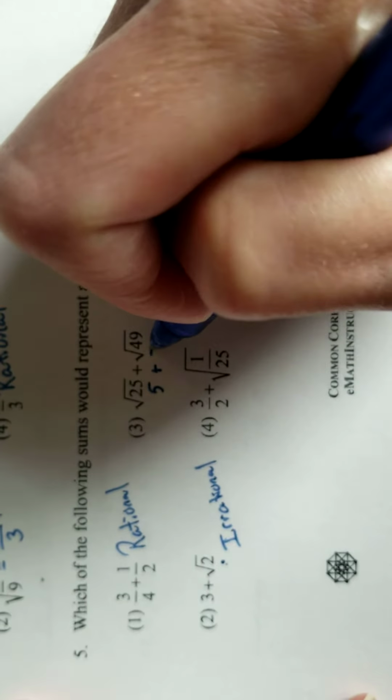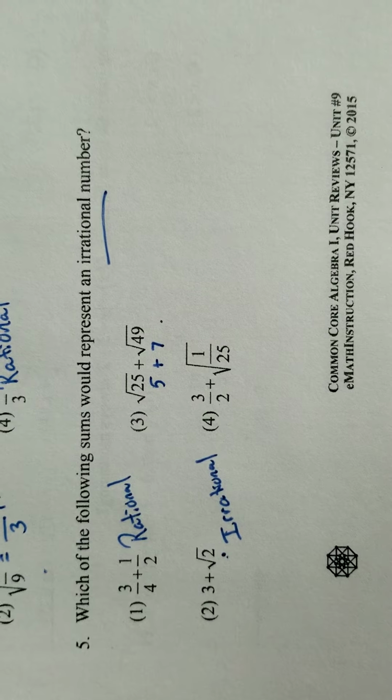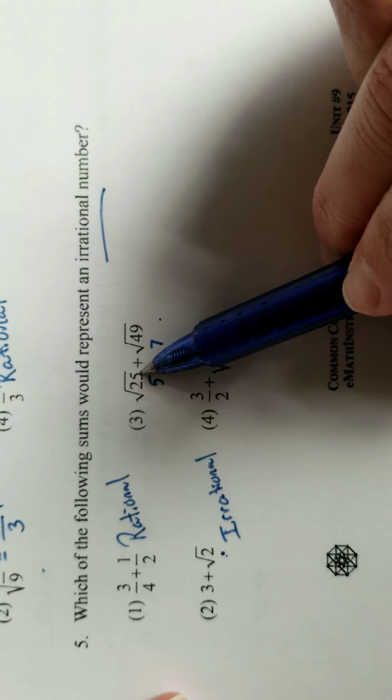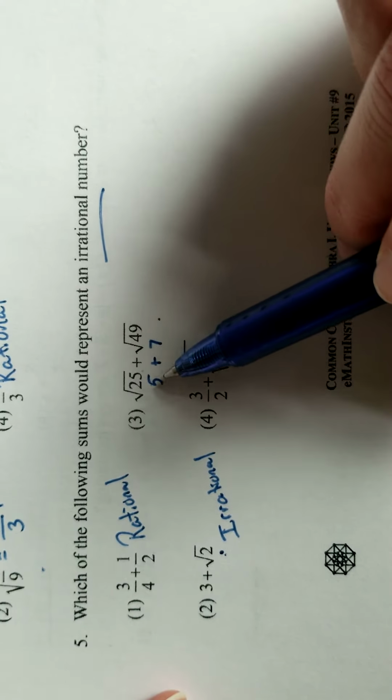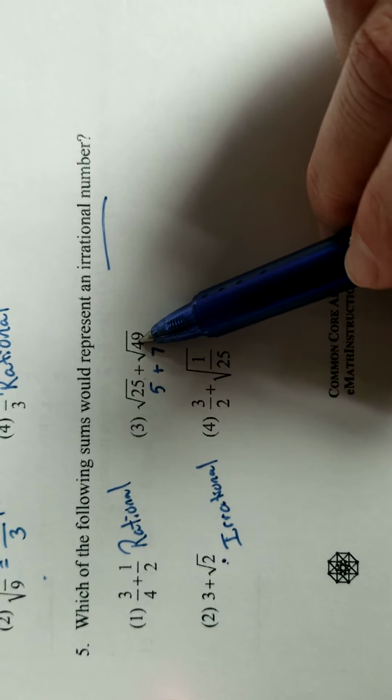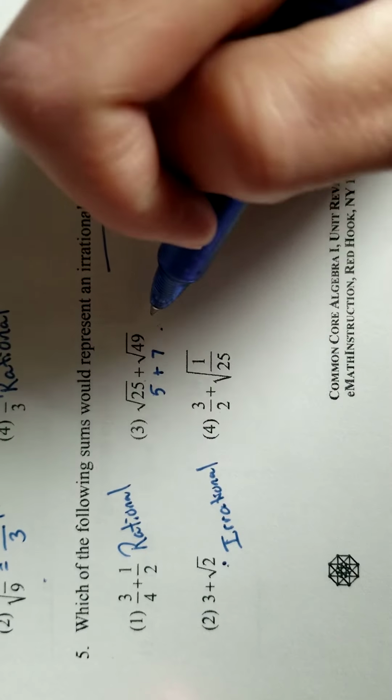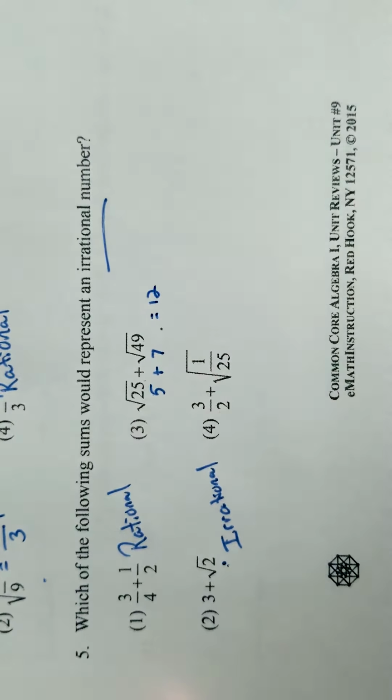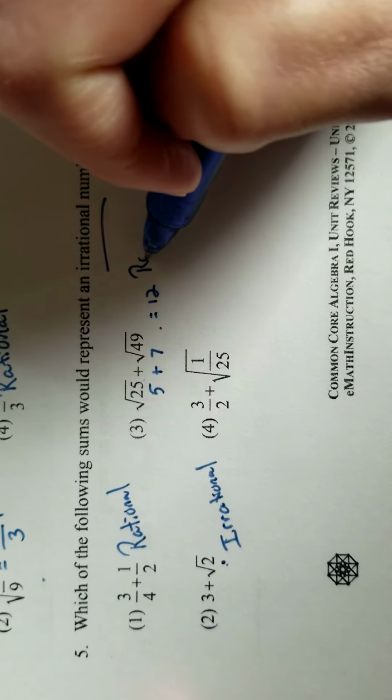On 3, we have the square root of 25 plus the square root of 49. So the square root of 25 is 5. The square root of 49 is 7. These are perfect squares. So when you add these two up, it's going to give you a whole number, and of course that whole number can be written as a fraction. So that's rational.